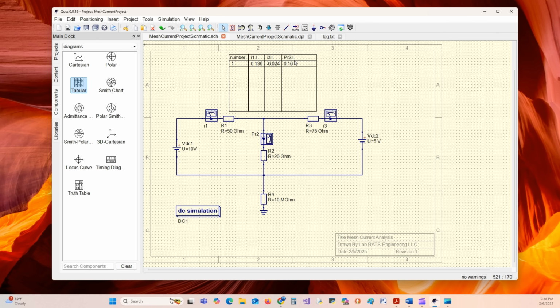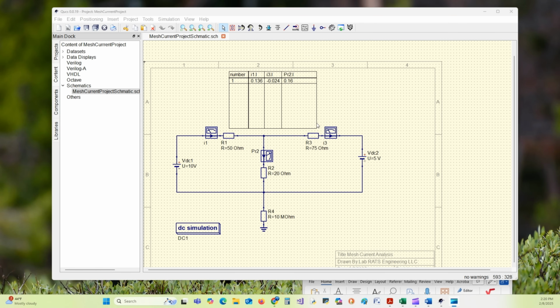I1 equals 0.136, correct. I2 equals a negative 0.024. All right. So I3 is equal to 0.16, which is the current going through here, which would be the loop 2 current. Now, the actual current here, the negative 0.024, is going to be the I3 minus I1, and that's the current going through here. But as we can see, all our currents equal to what we had calculated. And so everything's copacetic, and we're done.